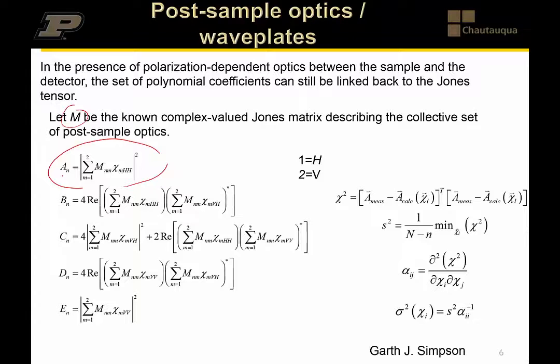And again, from that point on, we can just do the same brute force approach for calculating the most probable values of the local frame tensor elements from these A through E polynomial coefficients, the set of 10, along with their corresponding uncertainties.